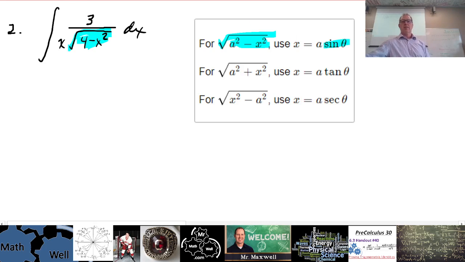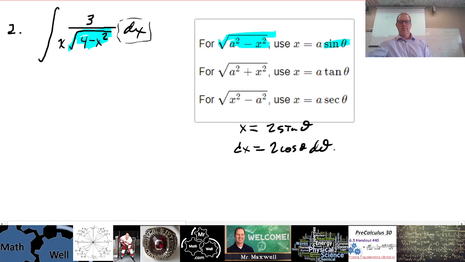But nevertheless, what we do is we take our a, which is 2. This is actually 2 squared minus x squared, so a is 2. So I'm going to substitute. I'm going to let x equal 2 sine theta. All right, you okay with that? Now, if x is 2 sine theta, we should probably find out what dx is, because I have dx in here, and all of a sudden this x stuff is going to turn into theta stuff. So I need to figure out what dx is. And so that's going to be 2 cos theta d theta.